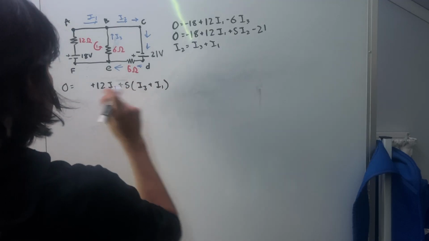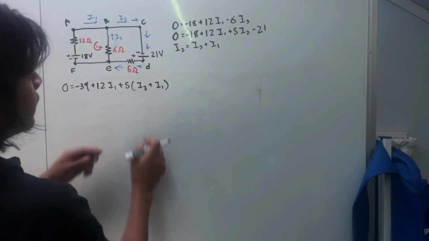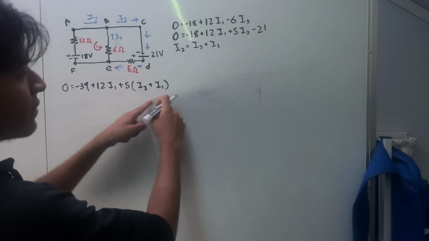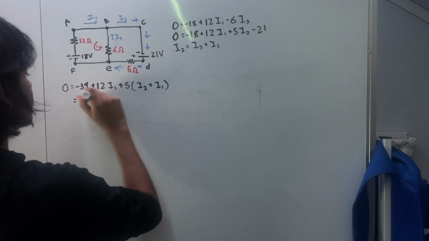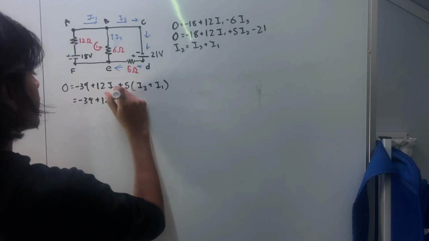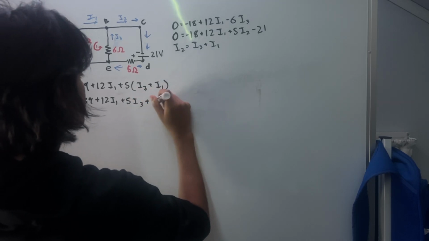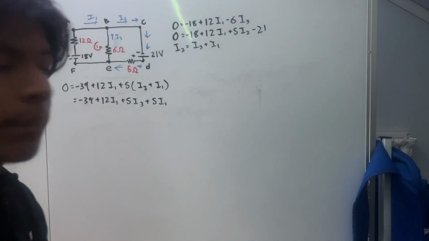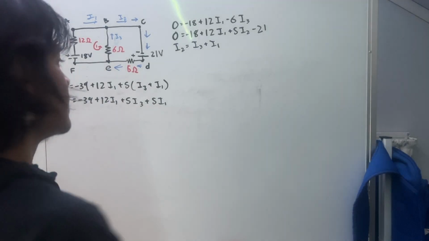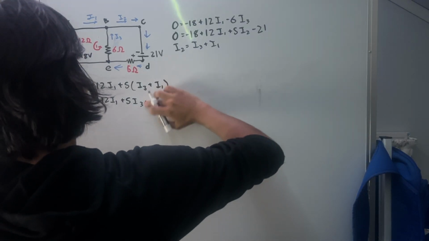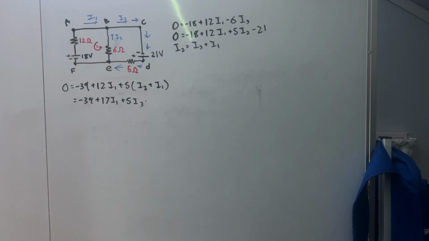So I'm just going to get rid of these and put in the front negative 39. And now we can multiply these two terms right here. So we have negative 39 plus 12I1, then we have plus 5I3 plus 5I1. Again, we could combine things. We see this plus 12I1 and this plus 5I1. That gives us 17I1. So I'm going to get rid of this one. And now we're left with here 17I1.